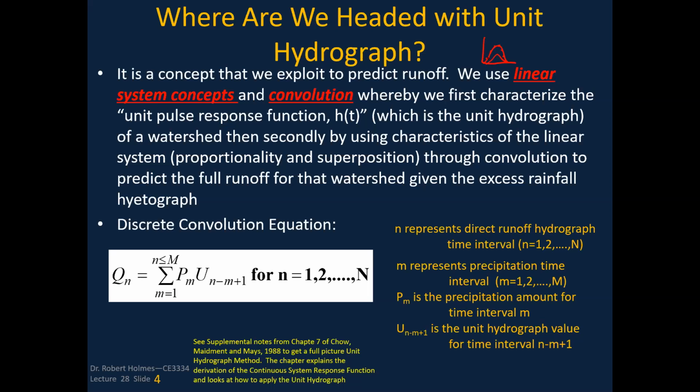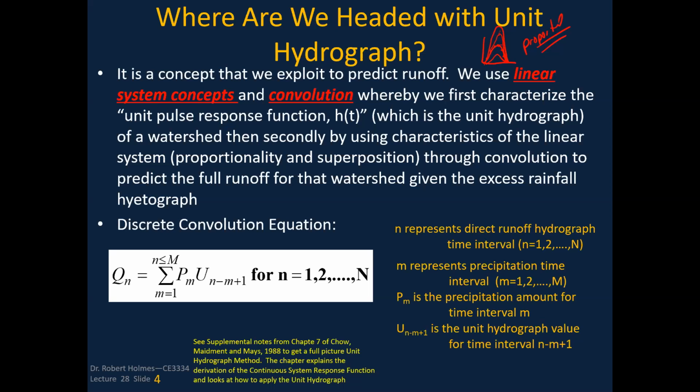Consequently, we could also ask, what happens if we have 2 inches effective? We could multiply each ordinate on this unit hydrograph by the number 2, and we end up getting a hydrograph that's for 2 inches, but it's double. And I've misdrawn this a little bit. You can see that maybe I should have drawn it a little closer to that. That's more like 2 times that. But you get the idea. This is the principle of proportionality. That's a linear system principle.